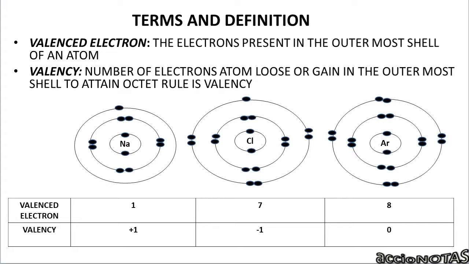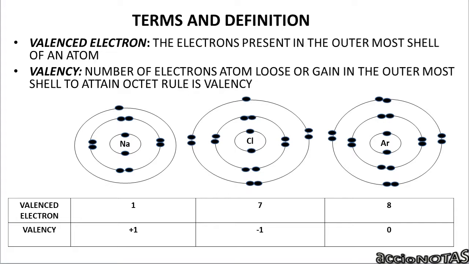The difference is, as you can see, there are 3 elements here: sodium, chlorine and argon. Now what will be their valence electrons? For sodium, the outermost shell contains only 1 electron. For chlorine, the outermost shell contains 7 electrons. For argon, the outermost shell contains 8 electrons.